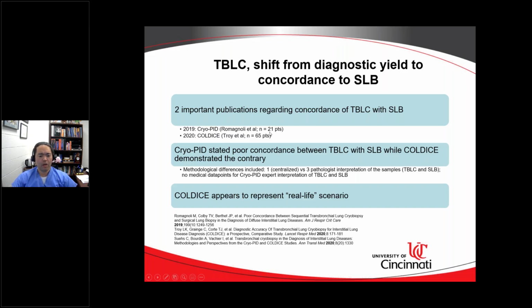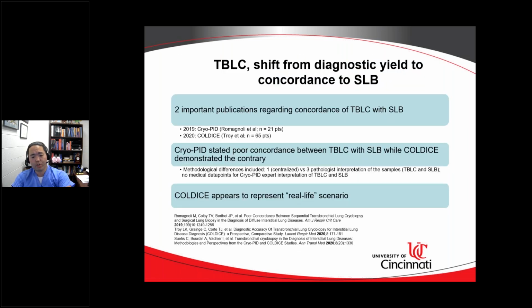The Cryo-PID study was a multicenter study that included 21 patients, but they asked an expert pathologist to render a single diagnosis from the samples without any access to data points from the medical chart. In COLDICE, there were 3 pathologists interpreting the samples. They interpreted the cryobiopsies in one session, identified all the cases, and then discussed the same patient with the surgical lung biopsy samples as well. Because there were no medical data points for Cryo-PID, I think that was to its detriment. Also, the expert pathologist was given only one chance to give one diagnosis. COLDICE appears to represent real life, right?